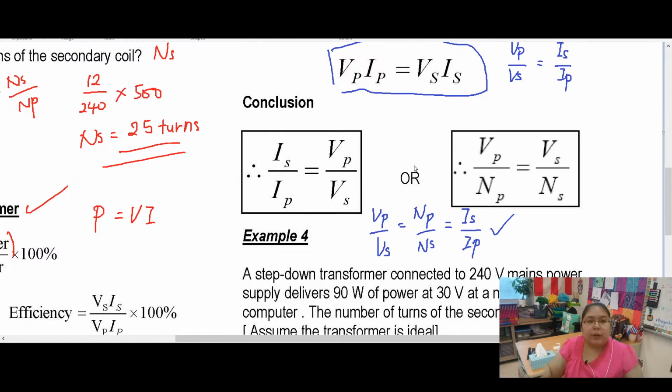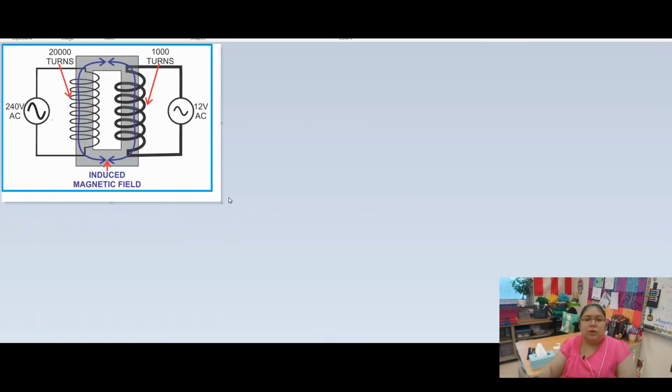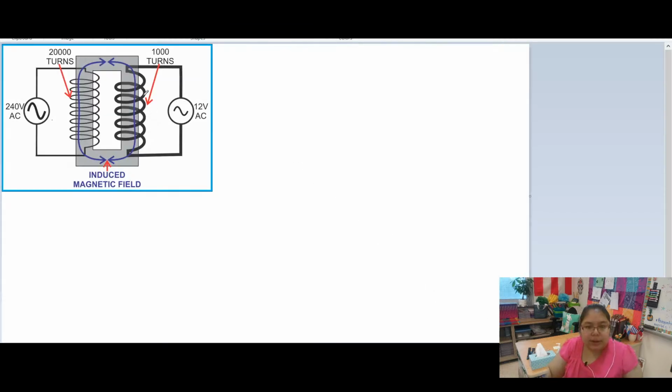Wait, I have to find the diagram first. Okay, this one. Can you see this diagram? There's a transformer, and they show the turns. Okay, I'll put it at the center.